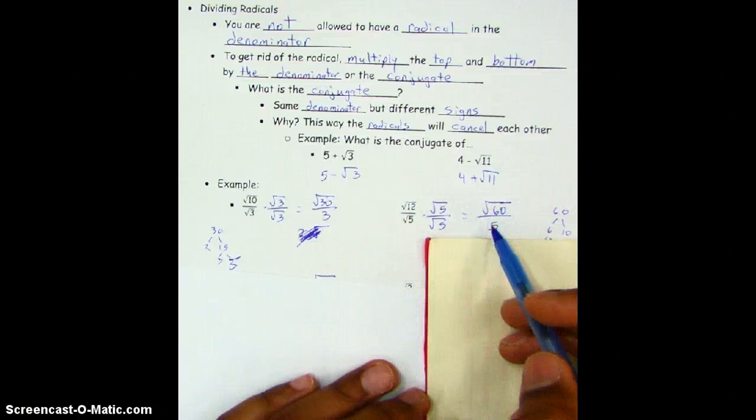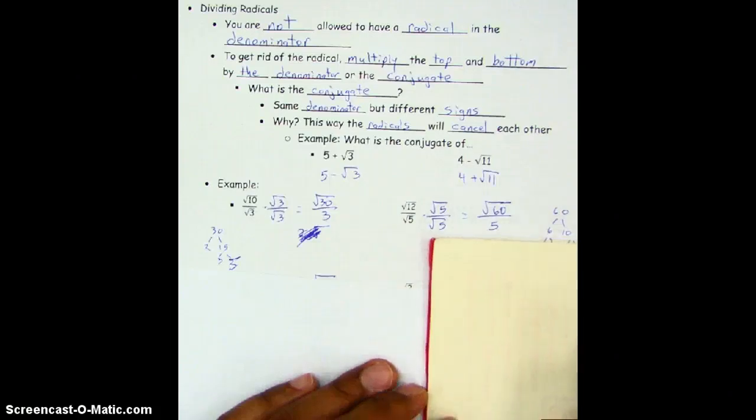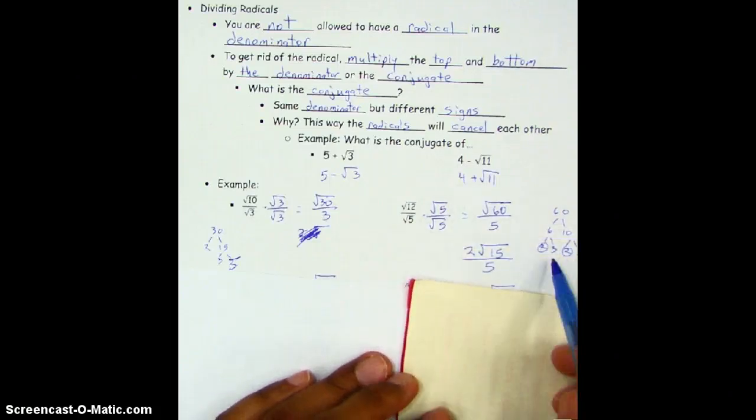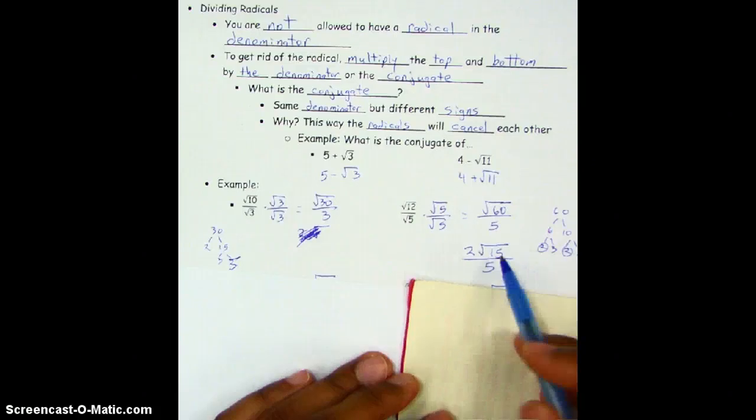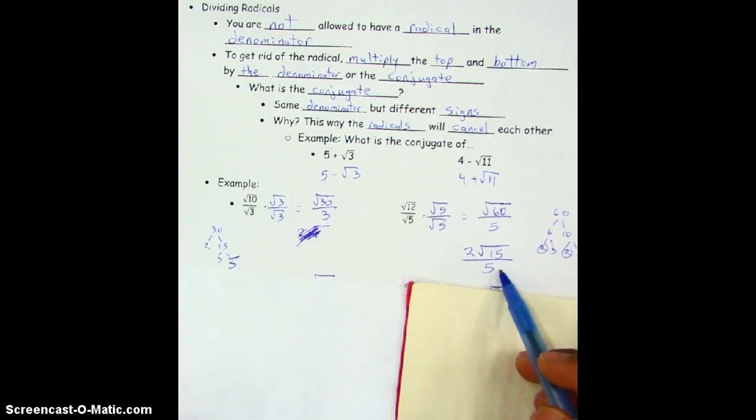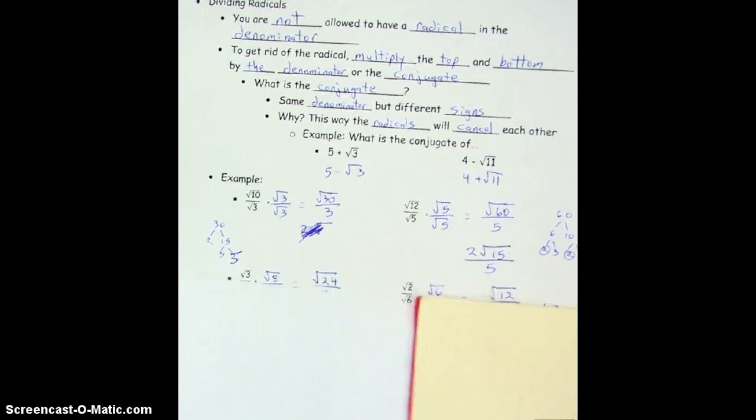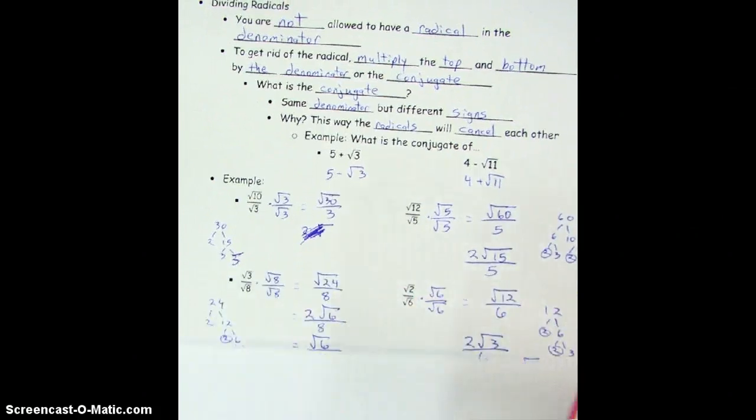So now we have the square root of 60 divided by 5. We're going to factor tree 60. We get 2 square roots of 15, so we get 2 square roots of 15 over 5. So that's what we have there. All right, just a few more problems.